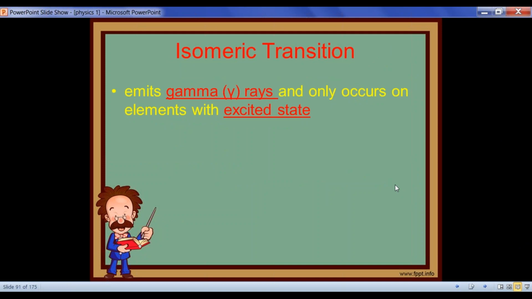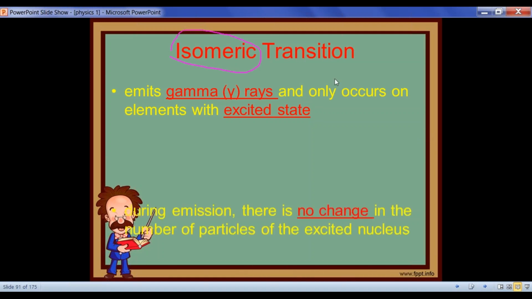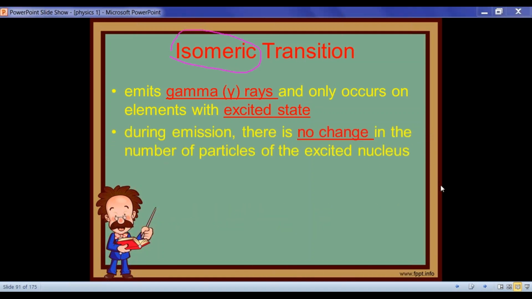Then for isomeric transition, so it emits gamma rays and only occurs in elements with excited state. So if you can still remember, isomers, ang sabi natin kanina, the previous discussion po natin, isomers are elements that have the same atomic number, the same atomic mass, the same element, but they differ in energy levels.